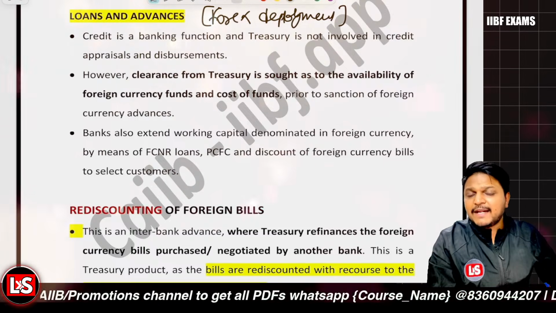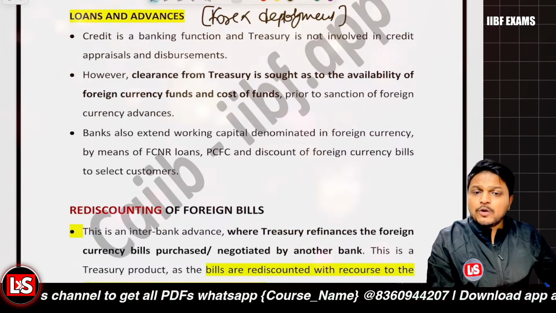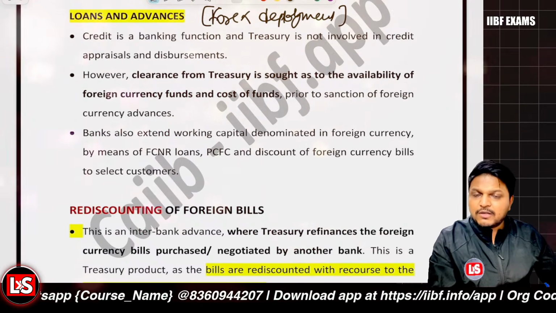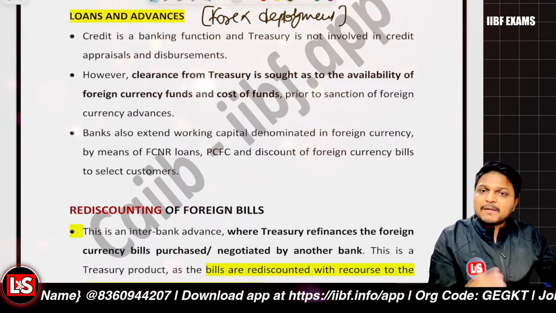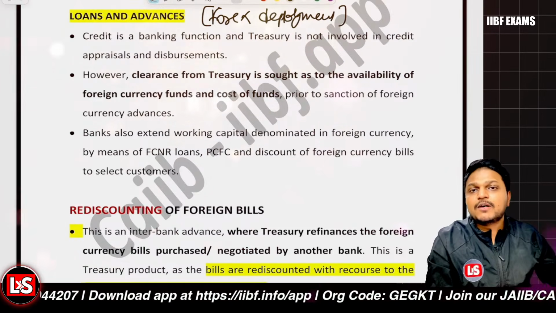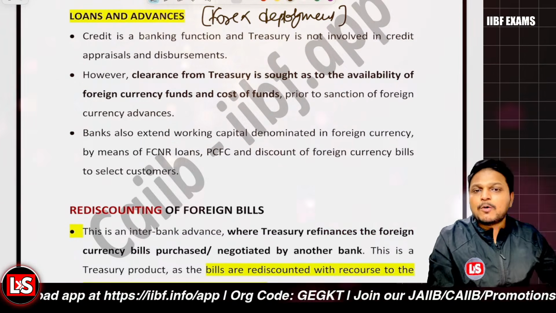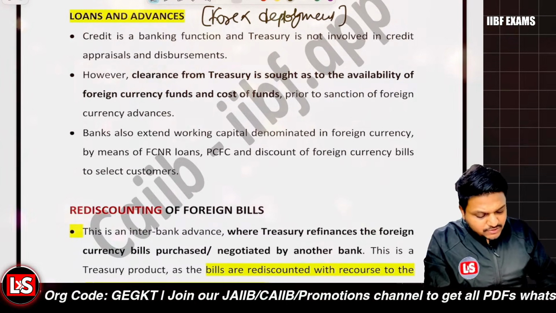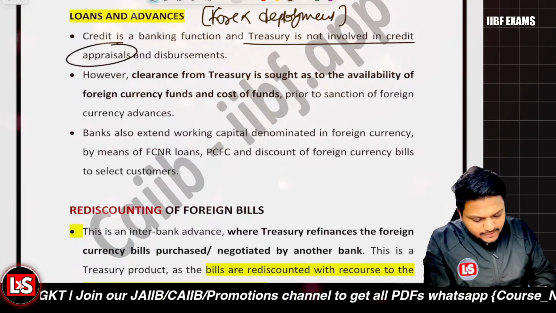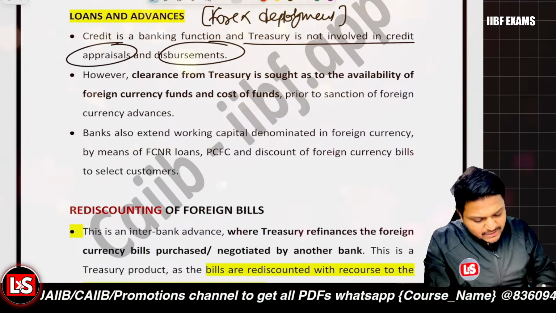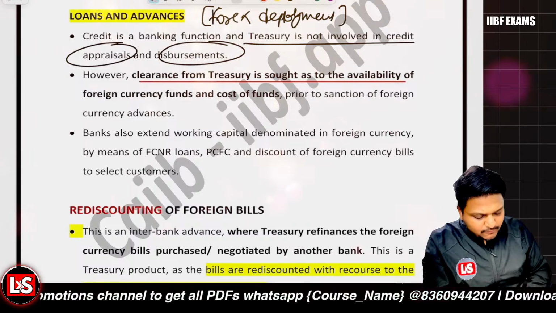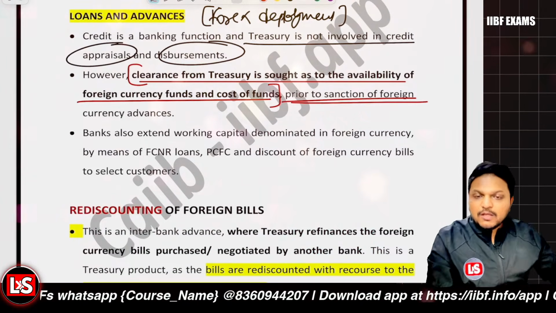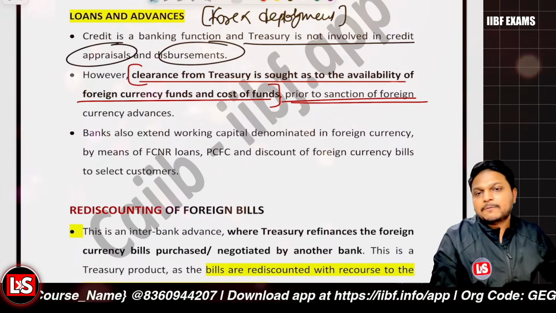Let's say even if the credit department is to sanction a loan in foreign currency amounting to 10,000 USD, or let's say even 100 USD only, first of all the department has to take permission from the treasury about where the funds would be available, and only then can the amount be disbursed, right? So treasury is not involved in credit appraisal or credit disbursement. But clearance from the treasury is required for the availability of foreign currency funds and the cost of funds. The clearance is required prior to sanction of foreign currency advances. That's it.